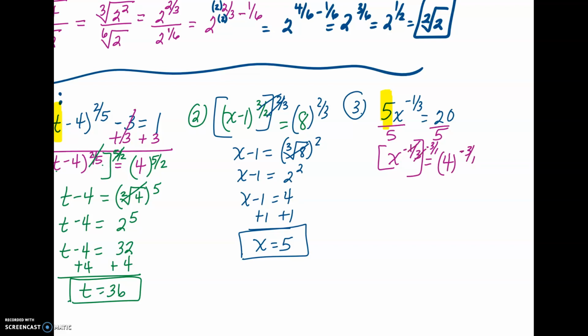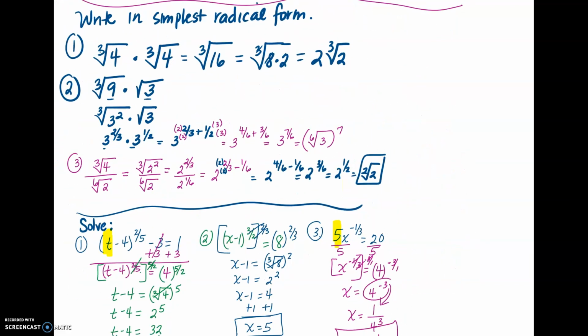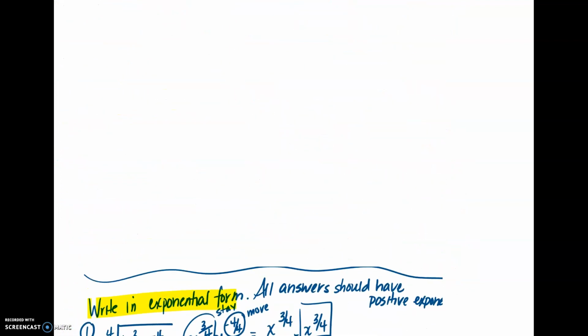When I do that, this goes away and I have just x, and this is really equivalent to 4 to the negative 3rd power. Whenever I have a negative, it moves to the bottom. Since nothing else is here, that's 1 left on top. And 4 to the 3rd power means 4 times 4 times 4, which is 64. And that's your answer.